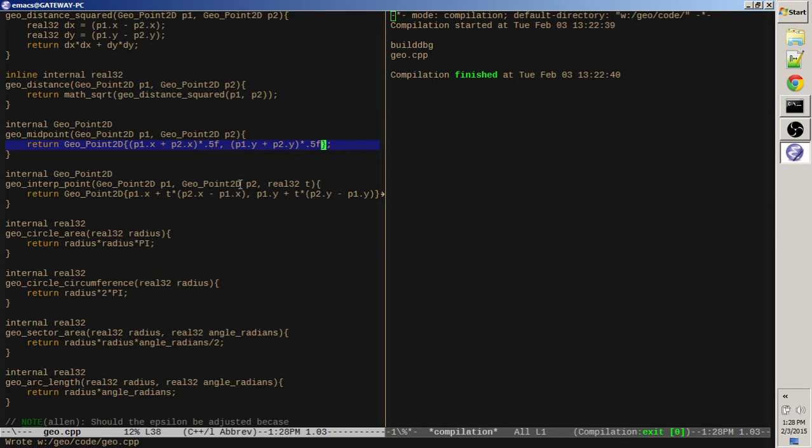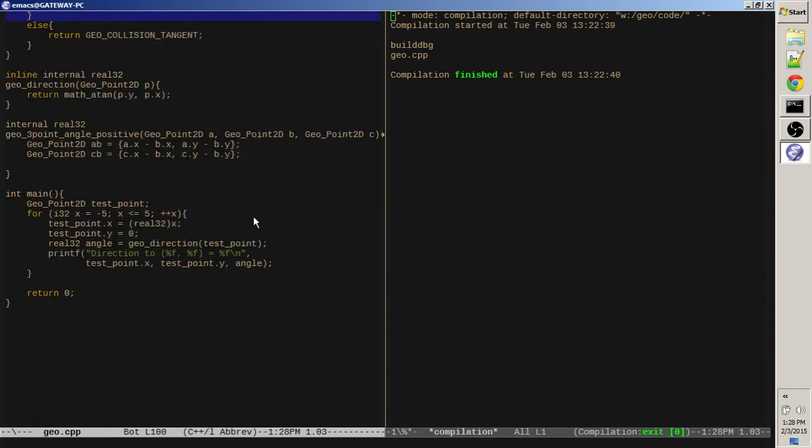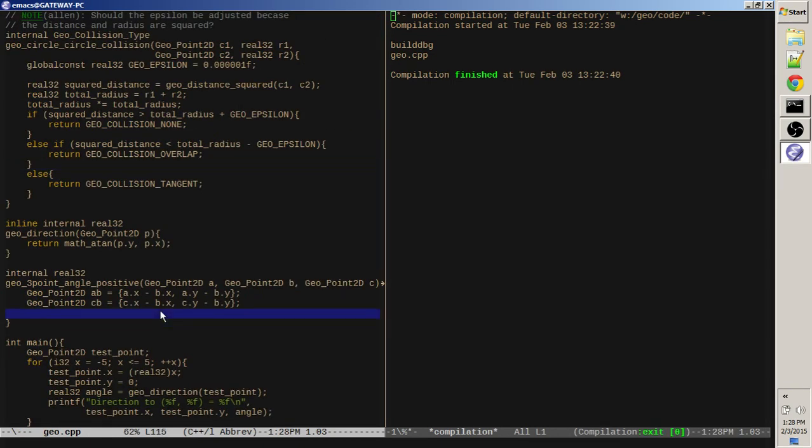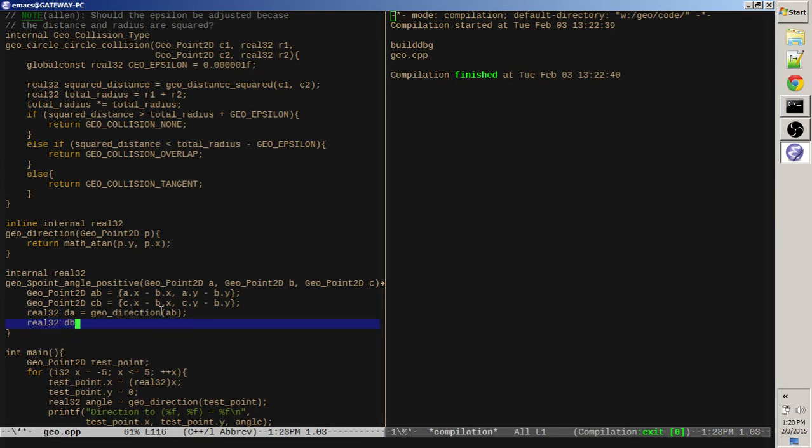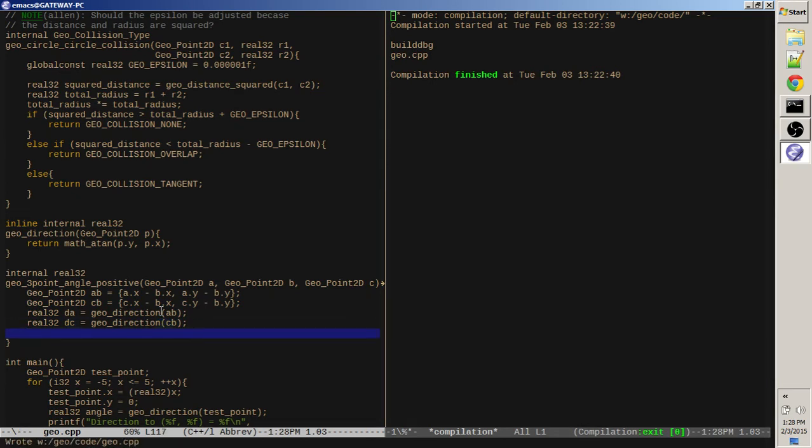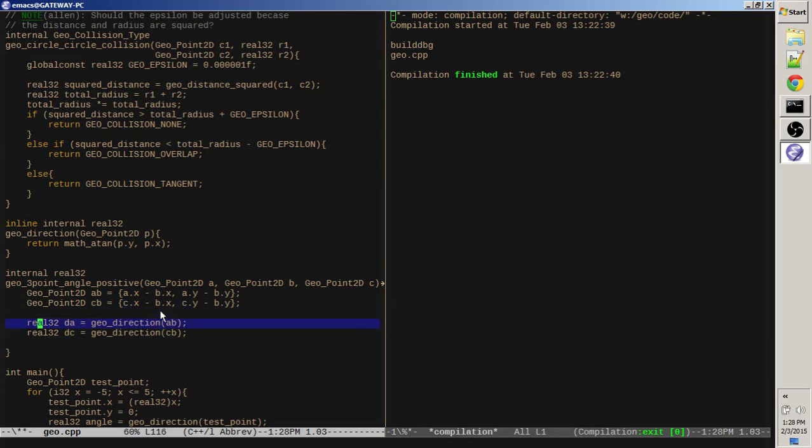Okay, got it. Anyway, focusing on this 3-point angle, we now have the ability to take the angles, or the directions, to both of these. So the direction to A equals geo direction to AB, and the direction to C equals geo direction to C from B, right? So now we have some directions. Let's label these dir A, dir big C, just to be a little more explicit.